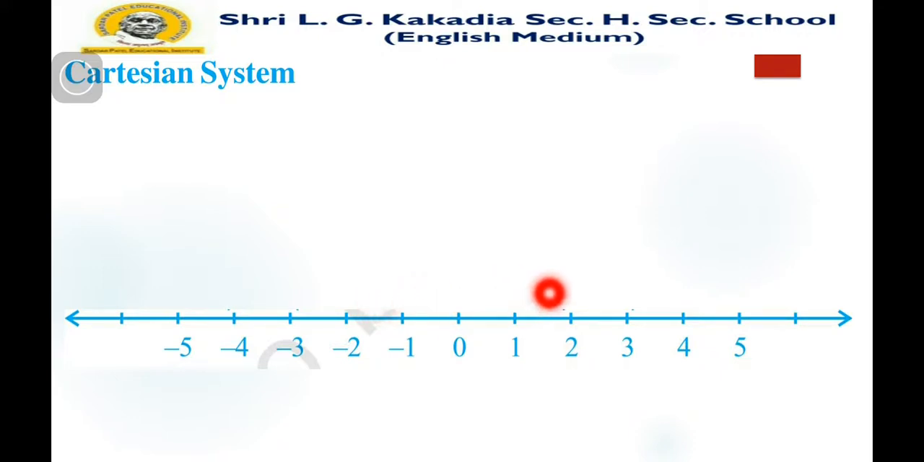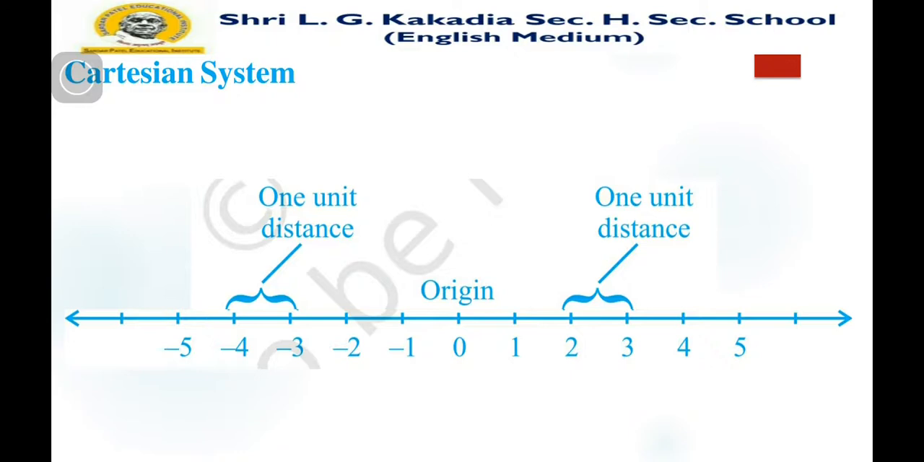This means the line contains positive and negative numbers and its origin is 0. If you start from 0 to the right side, all numbers are positive, and if we start from 0 to its left side, then we find the negative numbers. And the distance between two consecutive numbers is always the same. As you can see in the figure, the distance between 2 and 3 is 1 unit, and between -3 and -4 is also 1 unit, and this is the origin.